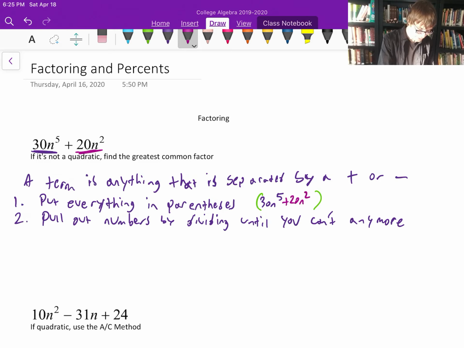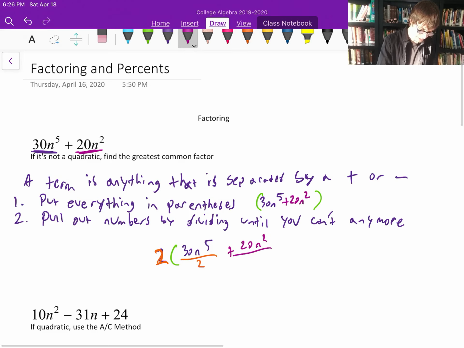So here's what I'll do. The second step says pull a 2 out of the parentheses. Actually, let's make the 2 a different color. Let's make the 2 orange, so we're not confused here. And then we're going to divide both terms by that 2 that we're pulling out. So I'll take 30n to the fifth and divide that by 2, and then I'll take 20n squared and divide that by 2.